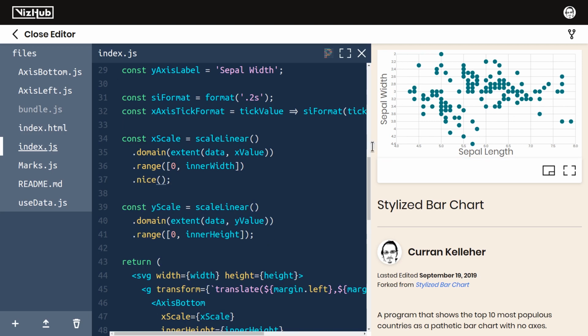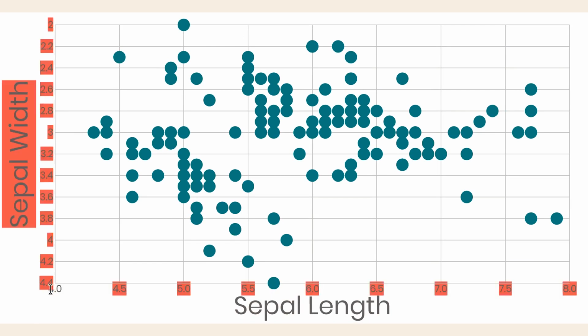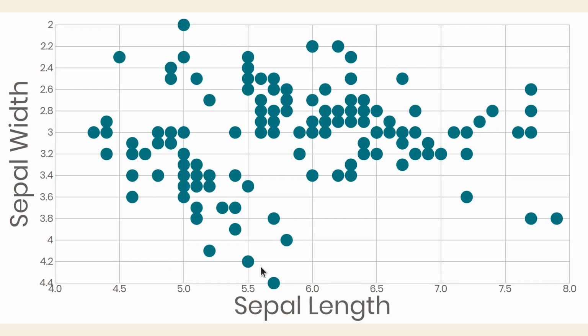What .nice does is it makes sure that the end point here, in this case it's 4, .nice makes sure that the ending points are nice numbers, meaning the scale domain itself ends on values that are suitable to use as tick marks, for example 4 and 8.